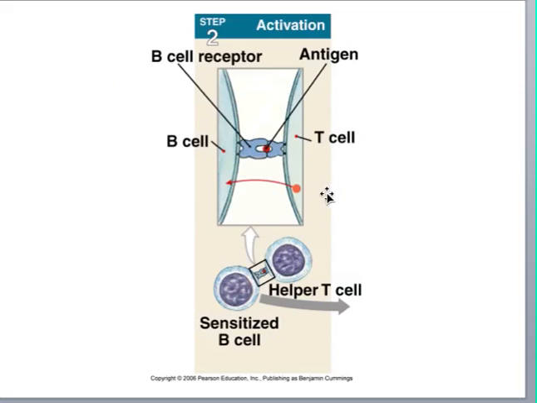This is showing you again the B cell. The B cell is sensitized. There's the antigen. Here's the helper T cell, and it's going to secrete cytokines that are going to help activate. Once this binding occurs, it's going to send cytokines that are going to activate this B cell.